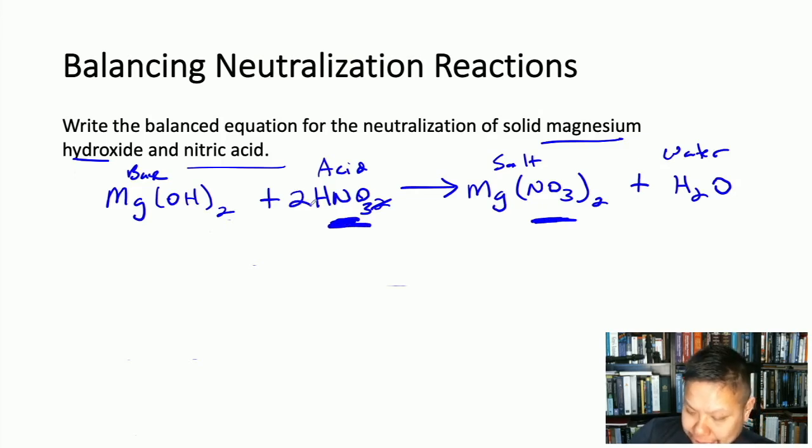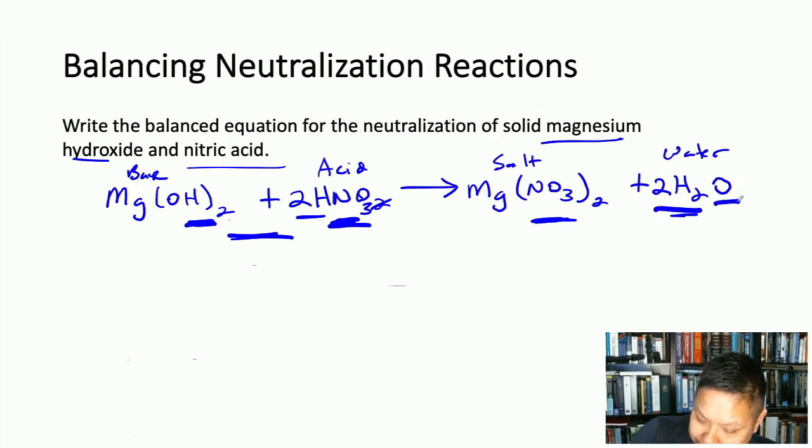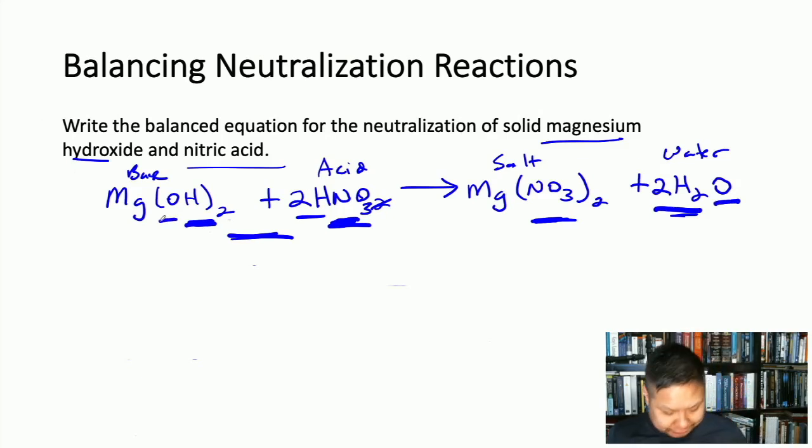Oh no, now you have two hydrogens there and two hydrogens there. So that's a total of 4 hydrogens on the left side, but you only have 2 over here. So how do you balance that? Well, you add 2 in front of the water, and now you have 4 hydrogens, which also has the added effect of giving you 2 oxygens, which will then balance out the 2 oxygens over there. And it's as easy as that to balance a neutralization reaction.